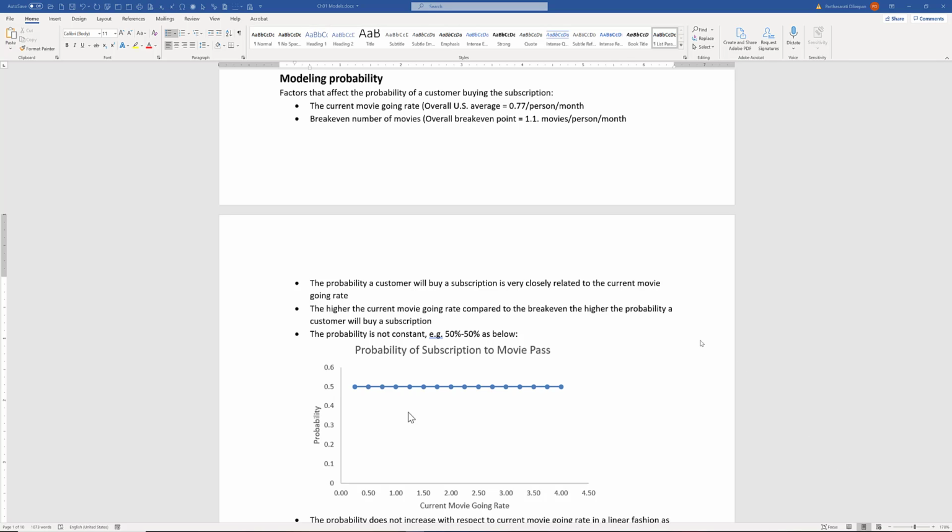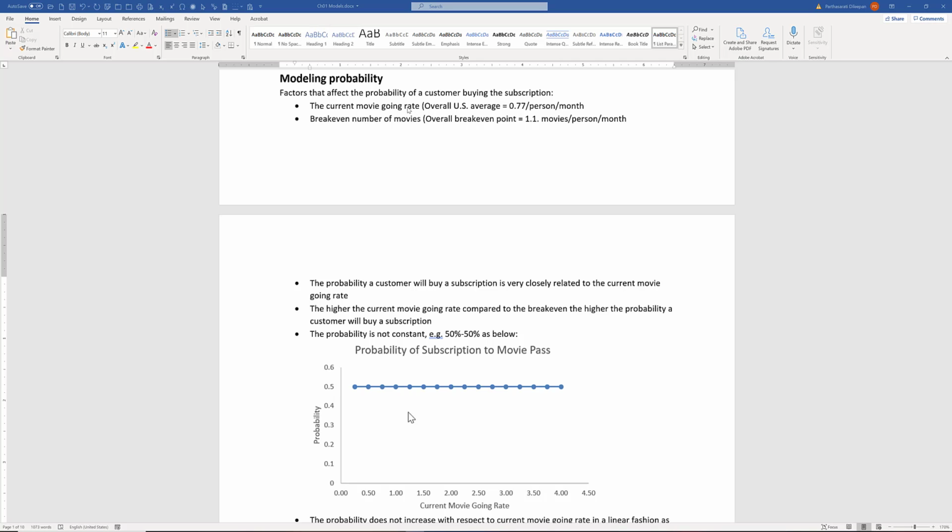Now let's look at how to model the probability of a customer buying the subscription, and what the factors are that will determine the probability. The two main factors are, first, the current movie going rate of a given customer. The overall average is 0.77 for the entire United States, but obviously some people go to movies at a much higher rate, and some at a much lower rate. So we have to deal with that.